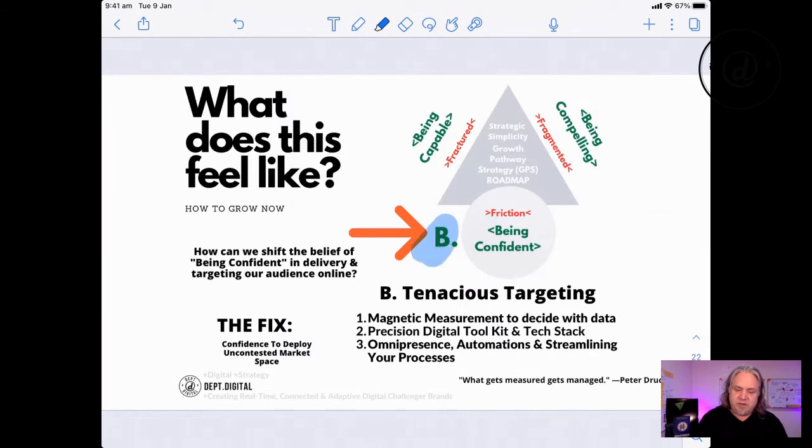Moving along to B. So how do we overcome friction? Being confident is what I said. And what does that actually mean? That's tenacious targeting. Okay. So we're looking at magnetic measurement, and deciding with data, we have to be smart with our decisions. We need to have a precision digital toolkit, a tech stack that works, and we know how it is pieced together and how it's supposed to work. And we need to look at our omnipresence, our automations, and streamlining our processes. So that's how we become confident with what we do, to be able to overcome the friction.